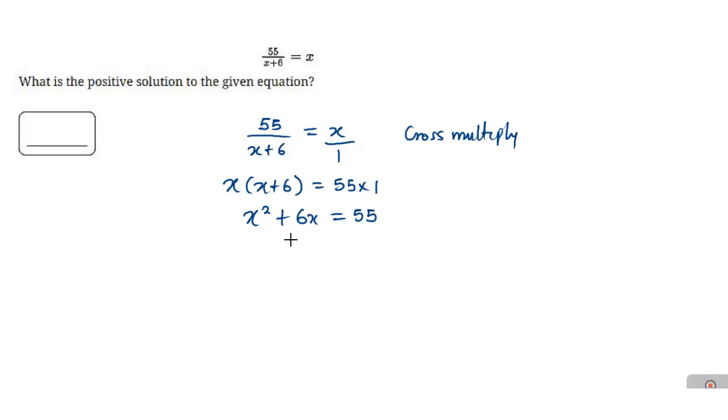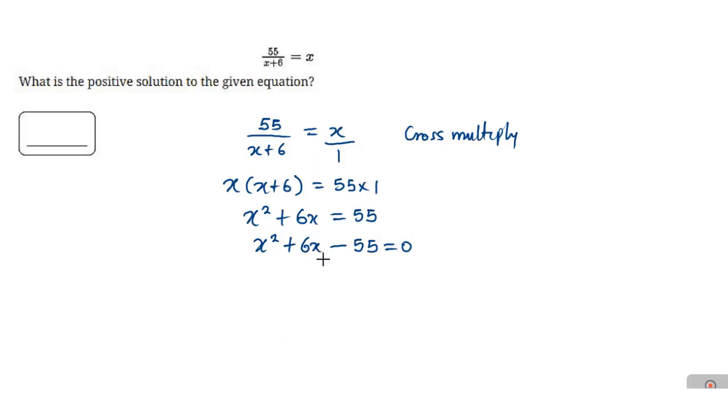55. Now, by looking at this, this is a quadratic equation, but it is not yet a complete quadratic equation until the whole of this equation is equal to 0. So we have to bring 55 in. Now, if 55 is coming in, this is positive 55, it will become negative. So it will be like x squared plus 6x minus 55 is equal to 0.